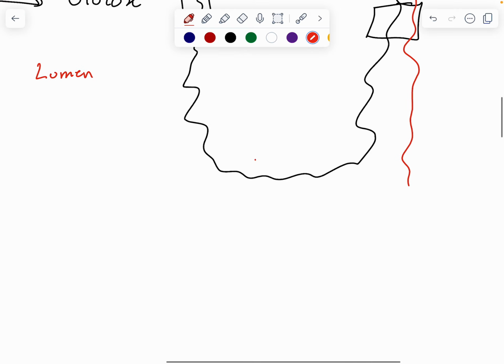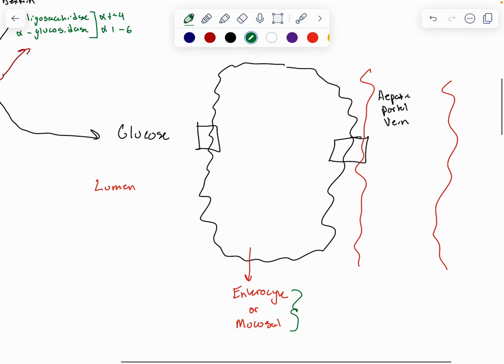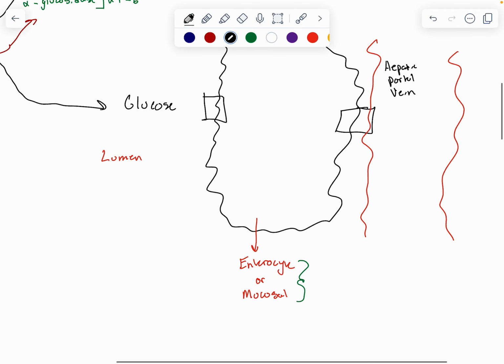We are then going to enter our enterocyte, or another name for it is our mucosal cell. These two terms can be used interchangeably, so make sure to have a good understanding of both, know what they mean, and I mean they mean the same exact thing, but you never know what question you're going to get.